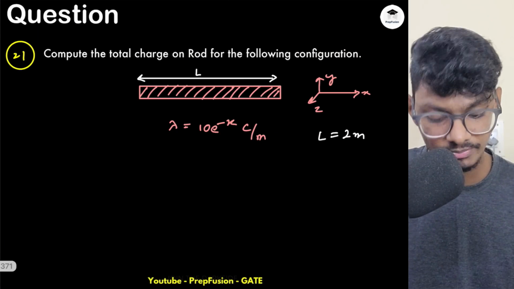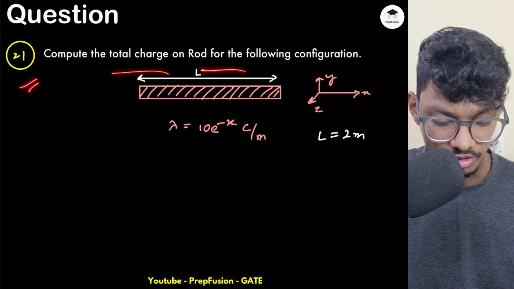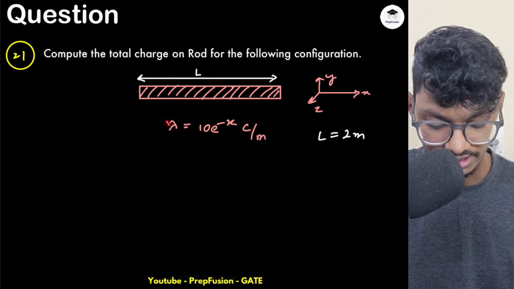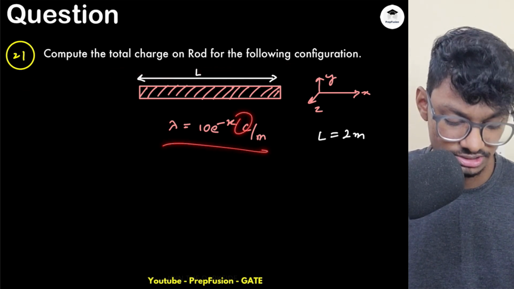So we'll do one example problem, this one. Compute the total charge on the rod for the following configuration. So lambda, that is the charge per unit length, is in coulomb per meter.